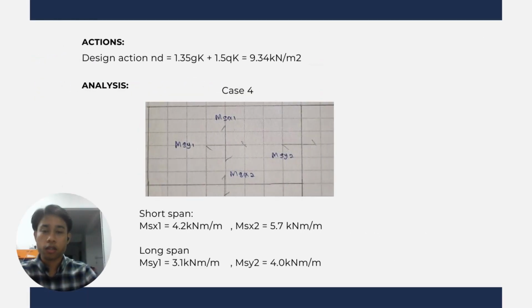For the design action, we get 9.34 kN/m². For analysis, based on table 7.3, our slab is case 4. For the short span, MSX1 is 4.2 kNm/m, and MSX2 is 5.7 kNm/m. And then for the long span, MSY1 is 3.1 kNm/m, and MSY2 is 4.0 kNm/m.